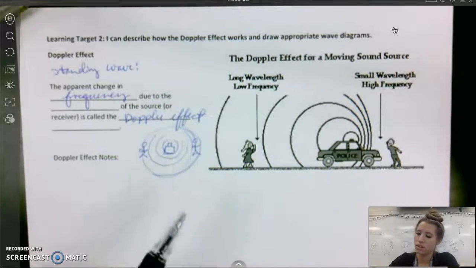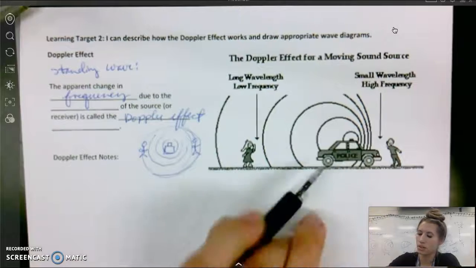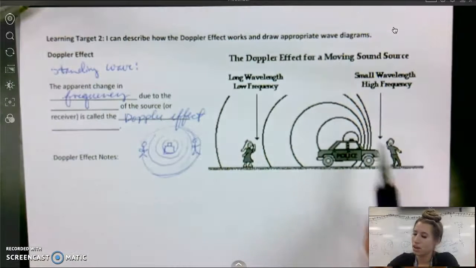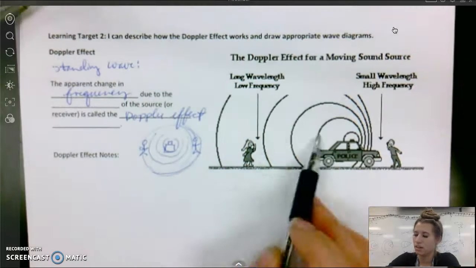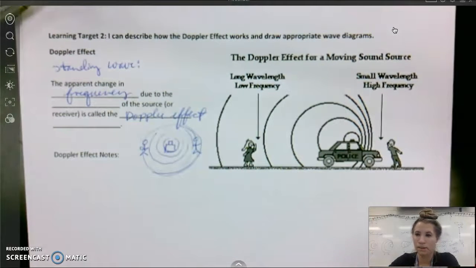So now, after it's stationary, the police car is going to now move this direction. And when it does, it compresses the sound waves up in front and it elongates them in back. Okay. And so what happens here is we get compressions of waves, so we get shorter wavelengths. It's still sound, so it travels at the same speed through the air. We're just compressing more wavelengths into a smaller amount of space. So that would mean higher frequency, like the frequency is a larger number.